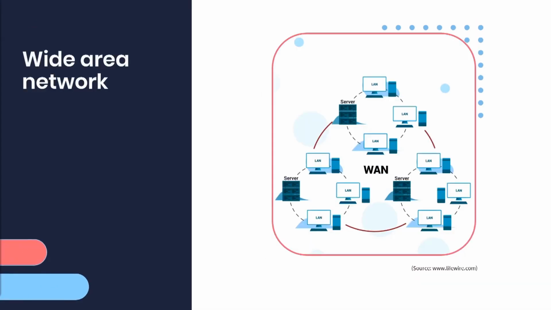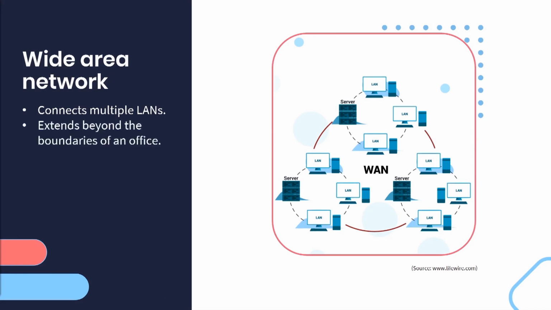Next up, we have a WAN, or a wide area network. A wide area network essentially connects multiple LANs, as seen in the architecture over here. What we have is three LANs being connected by one massive WAN. A WAN extends beyond the boundaries of an office space, for example. A WAN can connect multiple buildings over various distances and locations. And this is ideal for enterprise scale networks.